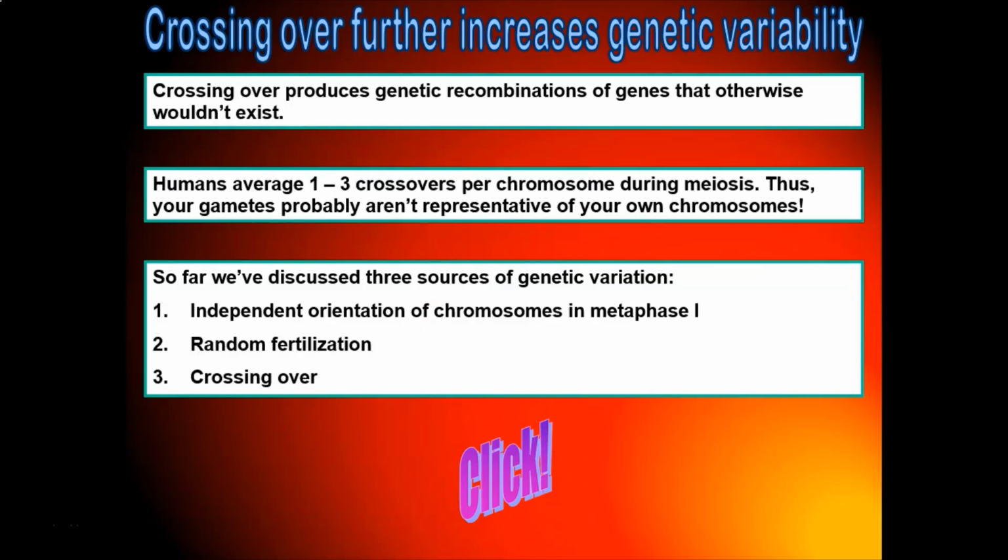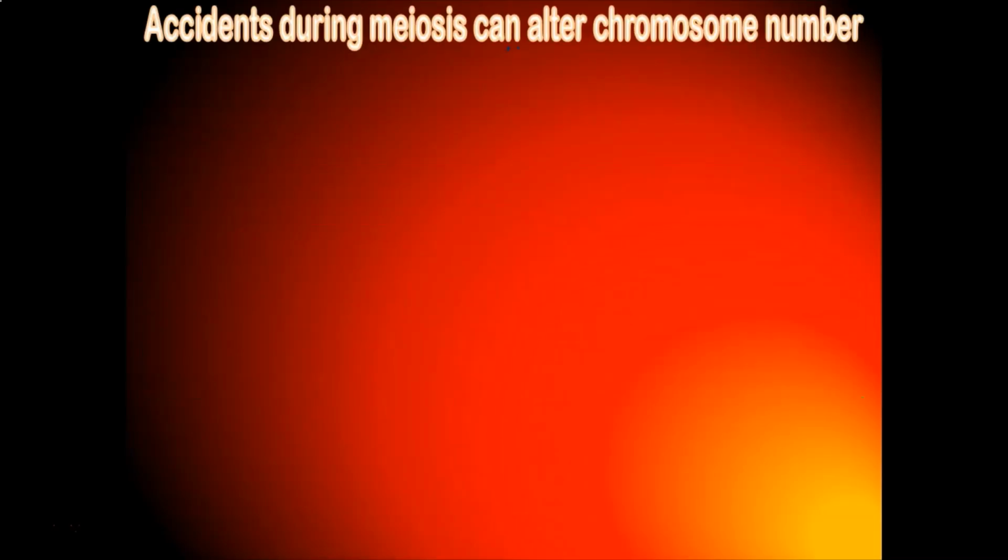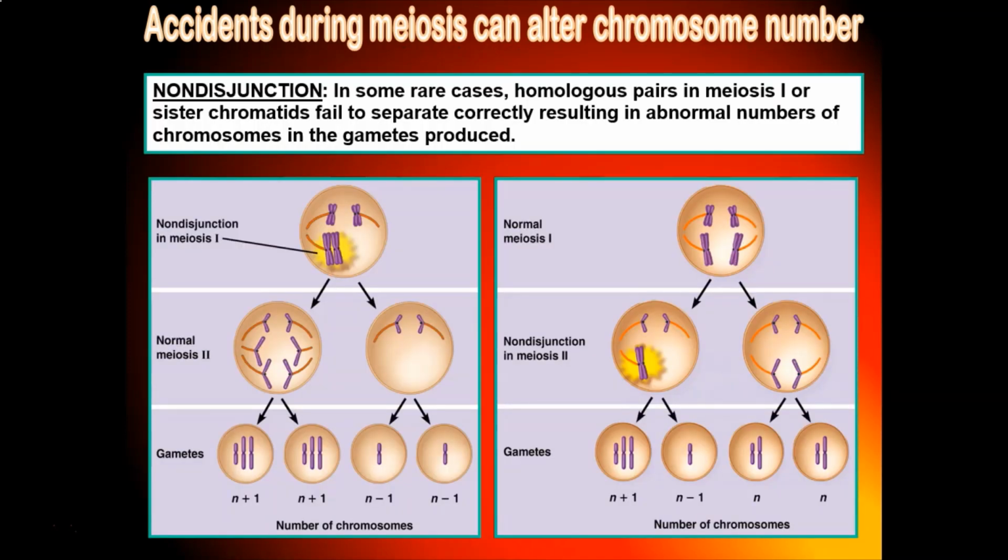Okay, so hopefully that was helpful. Now we're going to talk about what happens when there are mistakes or accidents. Okay, and nondisjunction is a very important vocabulary word. So in some rare cases, homologous pairs in meiosis 1 or sister chromatids, right, which would be meiosis 2, fail to separate correctly, and this results in abnormal numbers of chromosomes in gametes produced.